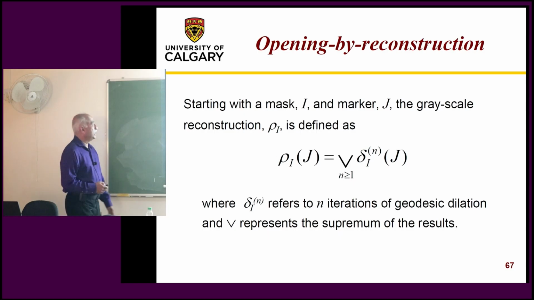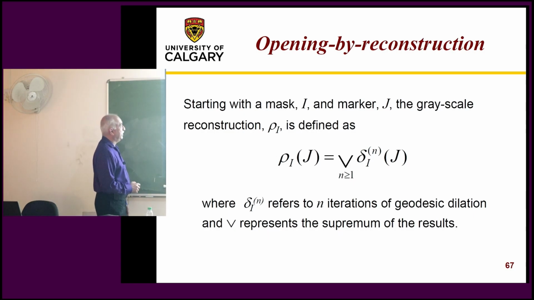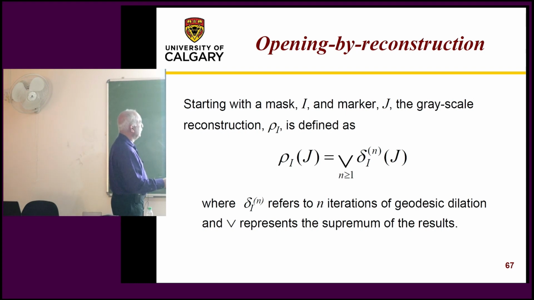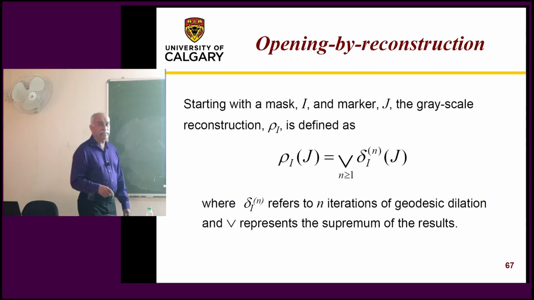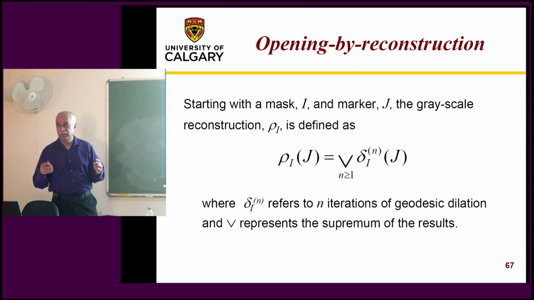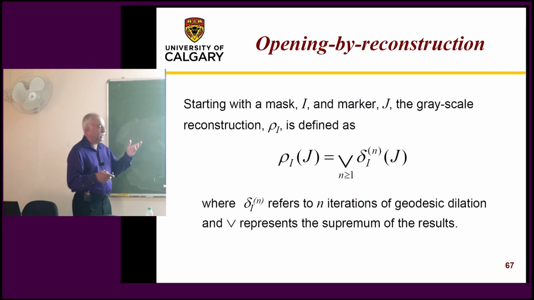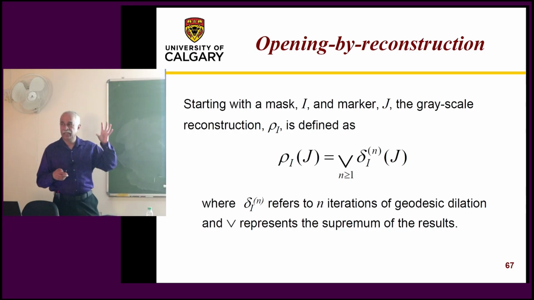So it says, starting with a mask I and a marker J, the grayscale opening by reconstruction is defined as rho of I, J, the supremum of all of these iterations of dilation operators applied on J. The marker is expected to be within the object, so you keep dilating it. And then when the dilation stops, that's the boundary of the object. You have detected the entire object.